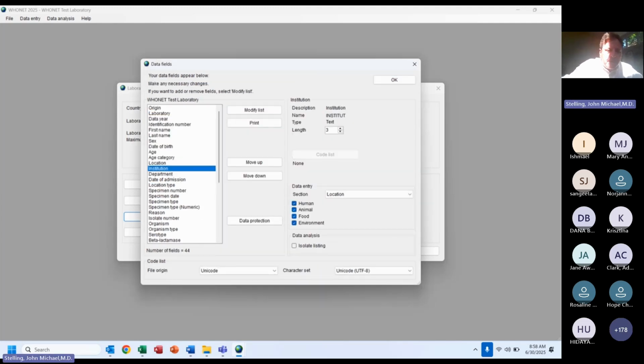Okay. Here I can see that first name is a human question. Last name is a human question. Sex is a human and animal question. Age is human. Well, age can be relevant for animals. We don't usually know the age, so you can customize it.